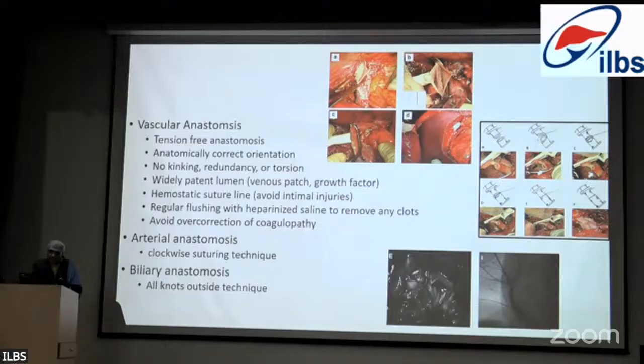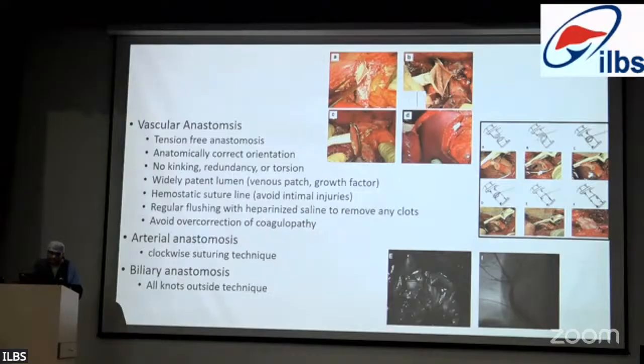But during the anastomosis, always tell your nursing colleagues to regularly flush the anastomotic site to remove any clots. And you should avoid overcorrection of the coagulopathy. Always do a test-based correction, and also look at the surgical field when correcting coagulopathy, to avoid thrombotic events. For arterial anastomosis and biliary anastomosis, we follow the standard techniques which have been published.